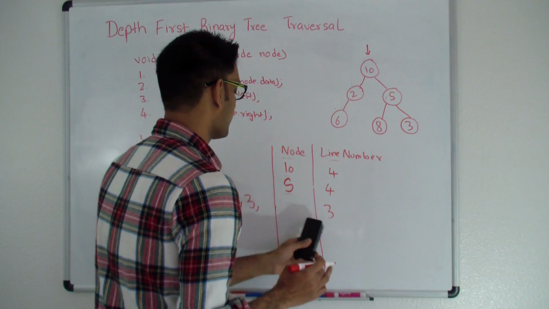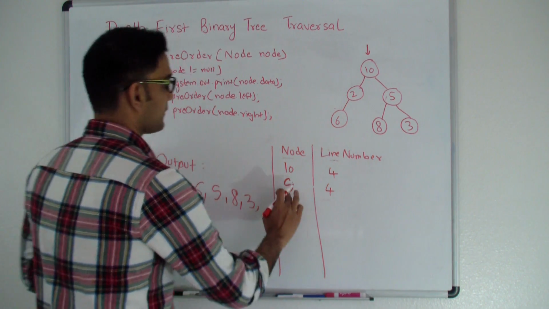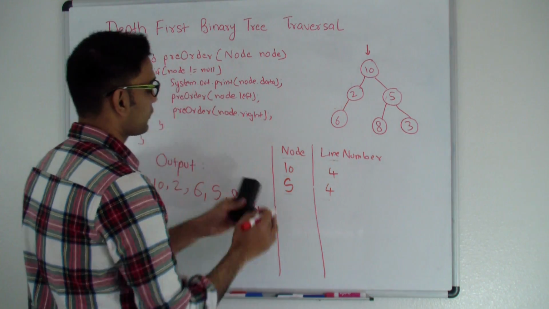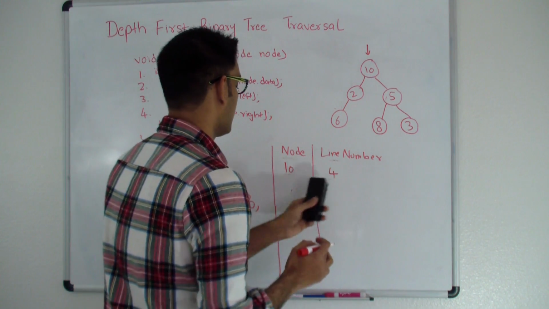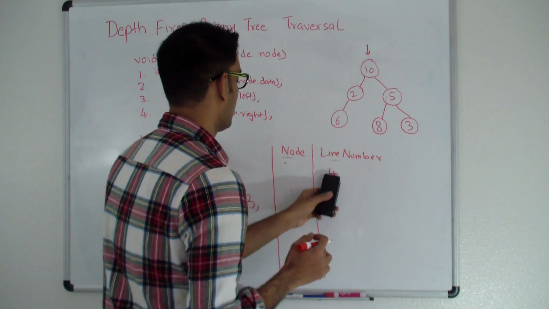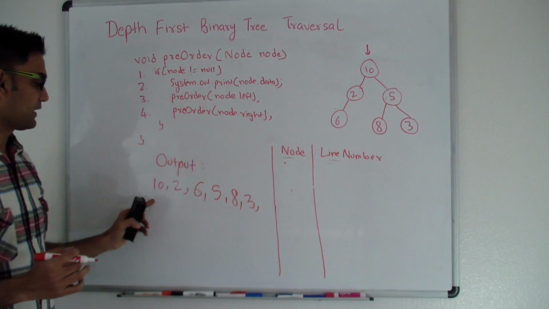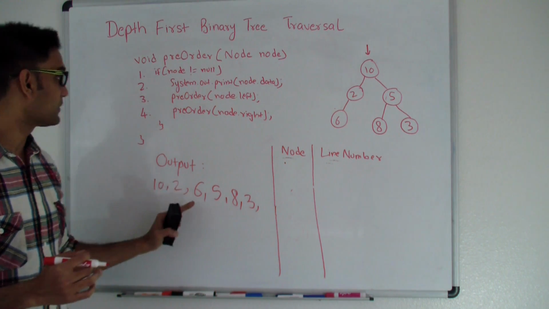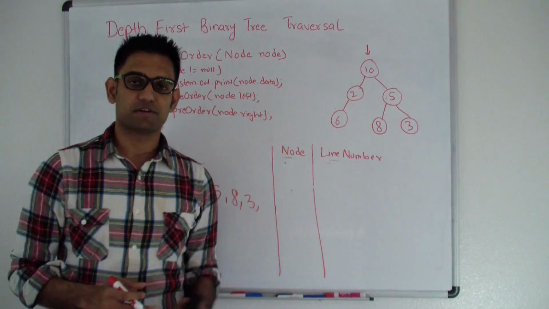So it goes back from 3 to 5. 5 is done executing all its things, all its lines. So 5 goes back to 10. And 10 is done executing all its calls, so it just returns. So this is my output: 10, 2, 6, 5, 8, 3. This is the preorder traversal for this tree.